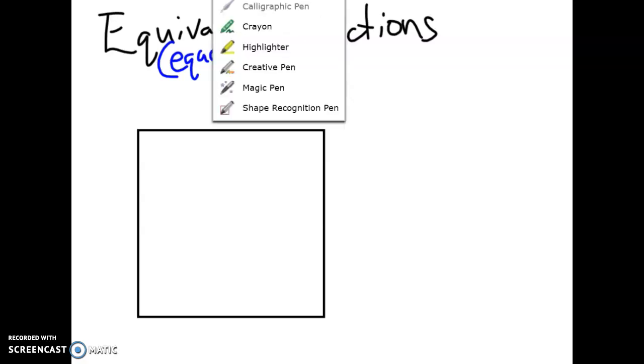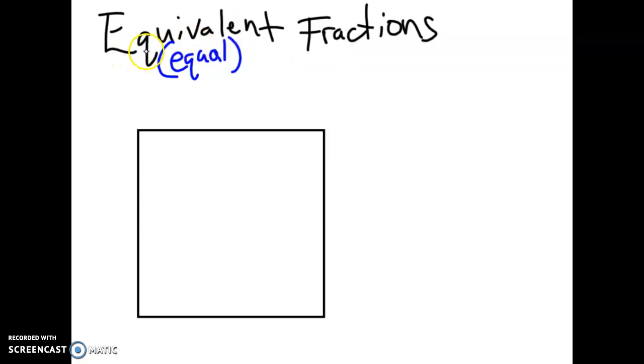Now you'll see that I've already done a little work for you. Let's see, what word do we see inside this word here? Equivalent, and we hear and see the word equal. We're going to start talking a little bit about how fractions can be shown a few different ways without changing the image itself. So let's take a look.